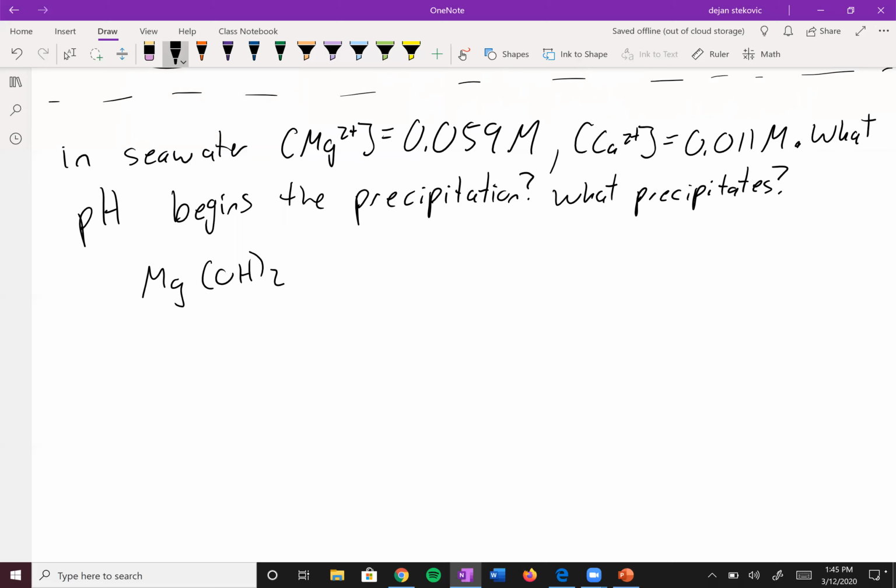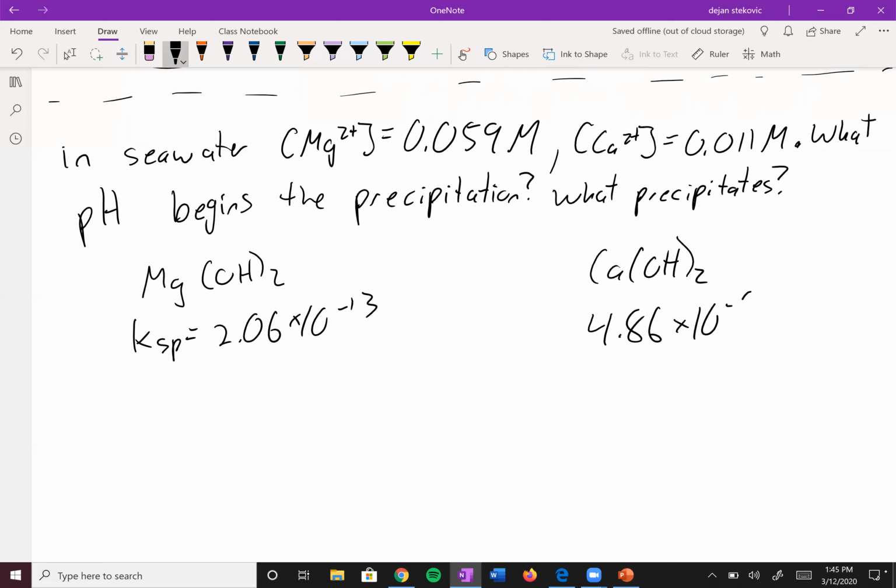For magnesium hydroxide, the Ksp is 2.06 times 10 to the negative 13. And for calcium hydroxide, it is 4.86 times 10 to the negative 6. Exactly. If you add too much hydroxide, you're going to force both of them to come out. So you want to add just the right amount to have the magnesium only come out.